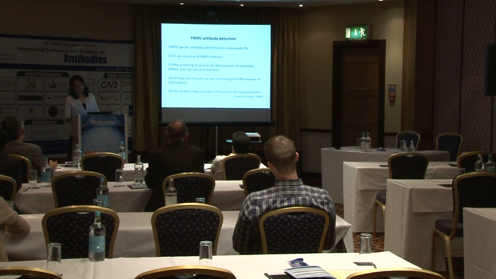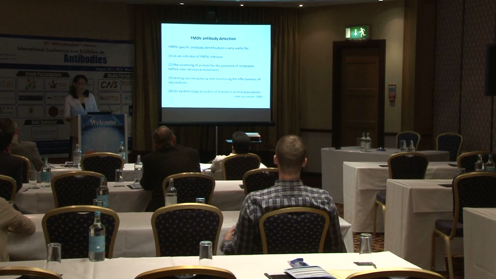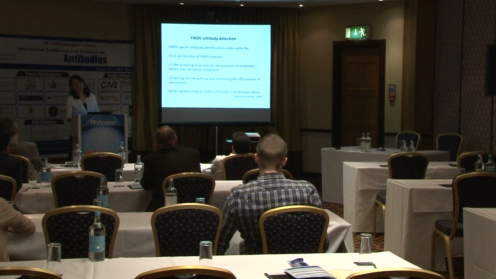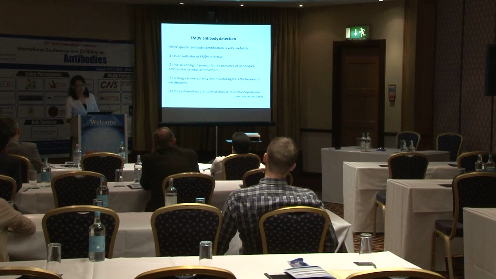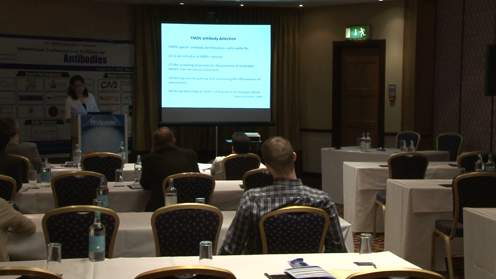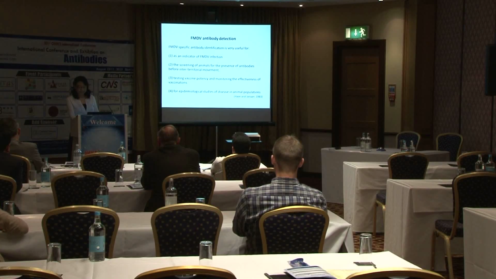So clinically, we use antibody detection for FMD. FMD virus-specific antibody identification is very useful and can be used as an indicator of FMDV infection, and also for the screening of animals for the presence of antibodies for any exported or imported animals. Also, antibody detection can be used for testing vaccine potency and monitoring the effectiveness of vaccinations. Lastly, it can be used for epidemiological studies of disease in animal populations.